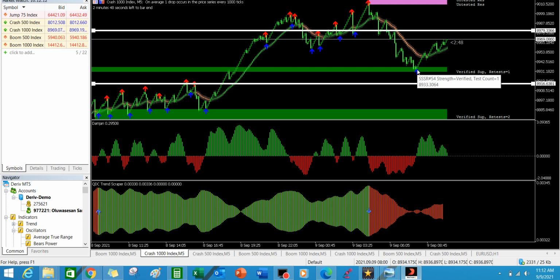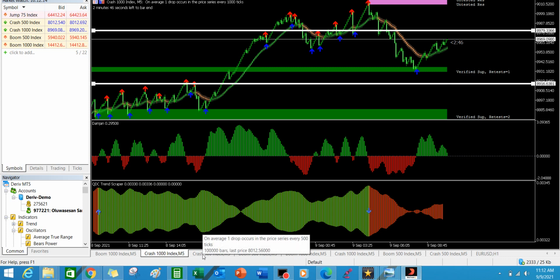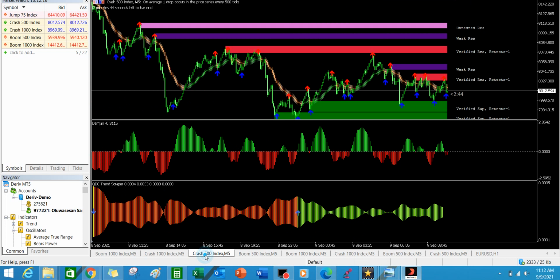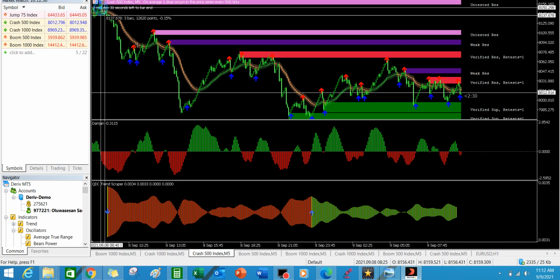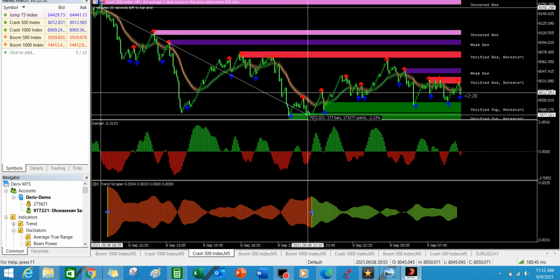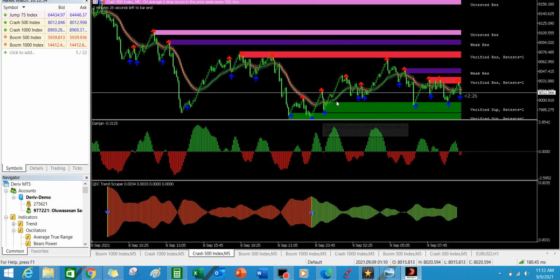So that is how it works, guys. Let's check out Crash 500 also. You can see right here with Crash 500, when the market was on a downtrend, there were so many crashes happening, so many of them around here, till this level. But when the market started the uptrend, we have a lesser amount of spikes happening compared to the upward movement of the market.